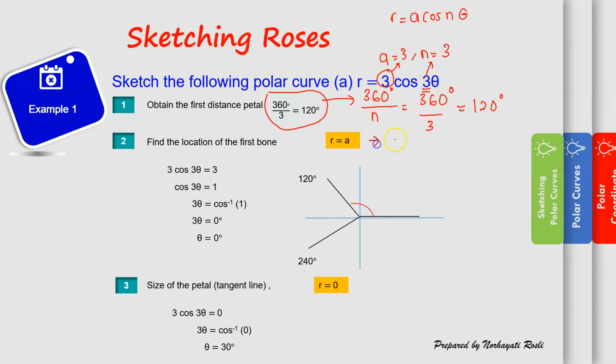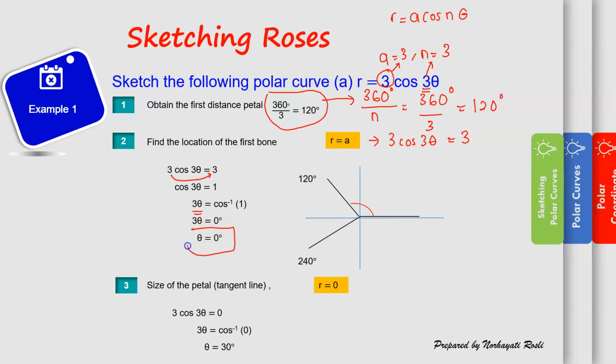So in this case, you have to write your 3 cos 3 theta. It is equal to a, so equal to 3. When I have this one, I can solve this equation for theta. It means that 3 cos 3 theta equals 3. This one moved to this side, so I have cos 3 theta equal to 1. And then when I take the inverse cosine of this, we get 0 degree, meaning that our theta for this case is equal to 0 degree.